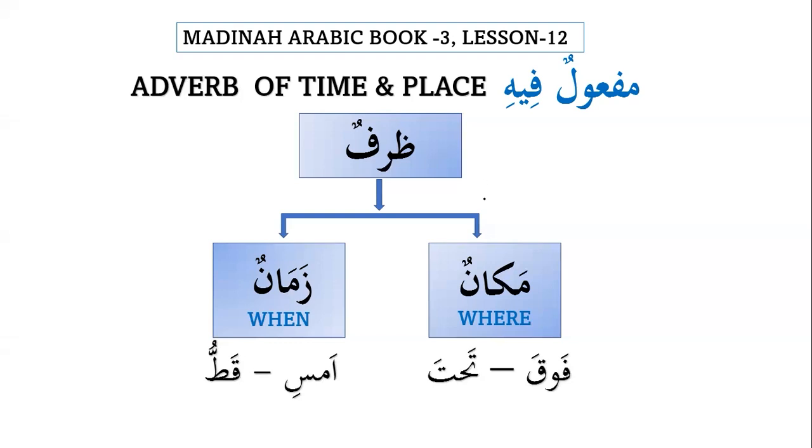And we know that there are only 2 types of dharf. Dharfun makanun, for the place, and basically it answers the question like where. And dharfun zamanun, it gives the answer to the question when. So when we talk about makan, for example, we talk about something fawqa wa tahta. And similarly, when we talk about zaman, we say like amsi and qattu. Amsi means yesterday and qattu means never. So now we can see over here that fawqa wa tahta, they refer to the place, makan, and amsi wa qattu, they refer to the time, which is called zamanun.